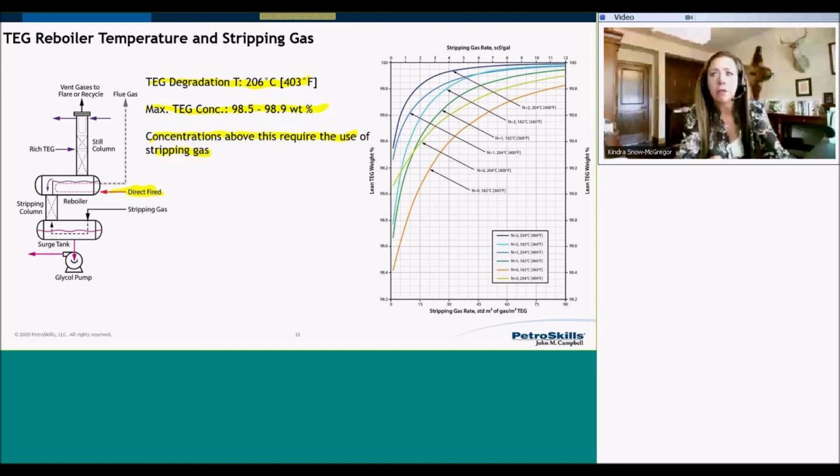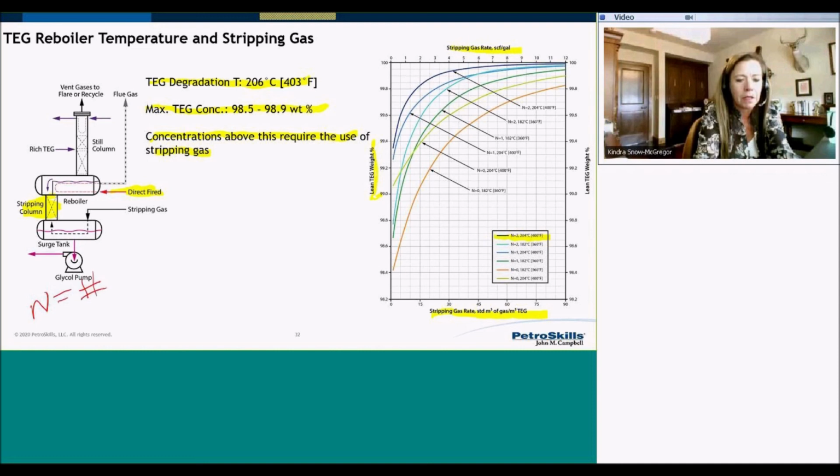Let's take a look at my stripping gas figure. Notice this is stripping gas in standard cubic meters per cubic meter TEG, and this is standard cubic feet per gallon. That's where I find my stripping gas rate. Notice my y-axis is my lean TEG weight percent. Then you can see all these curves on the inside of this figure. Let's look at the first one, N equals 2, temperature 204°C or 400°F. All these curves are for this stripping column, and N here is the number of theoretical stages.